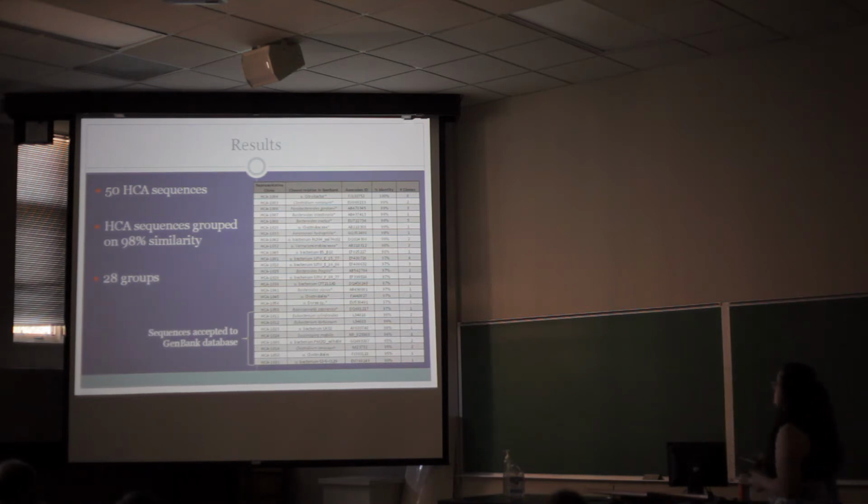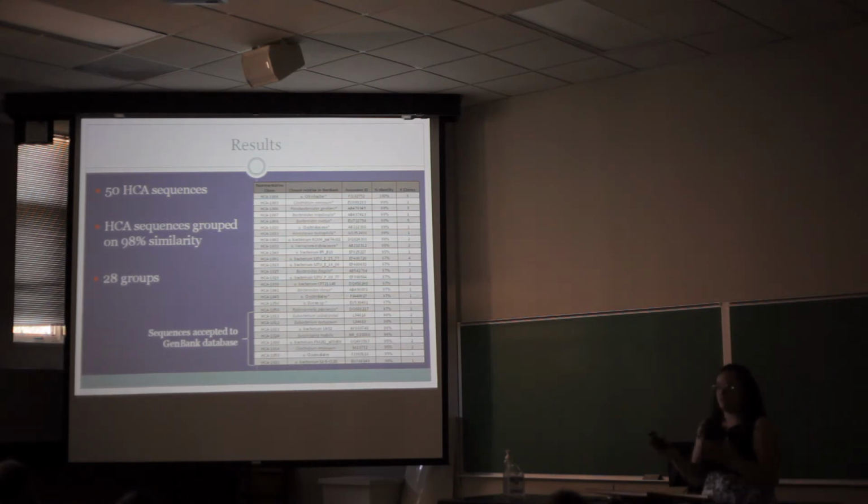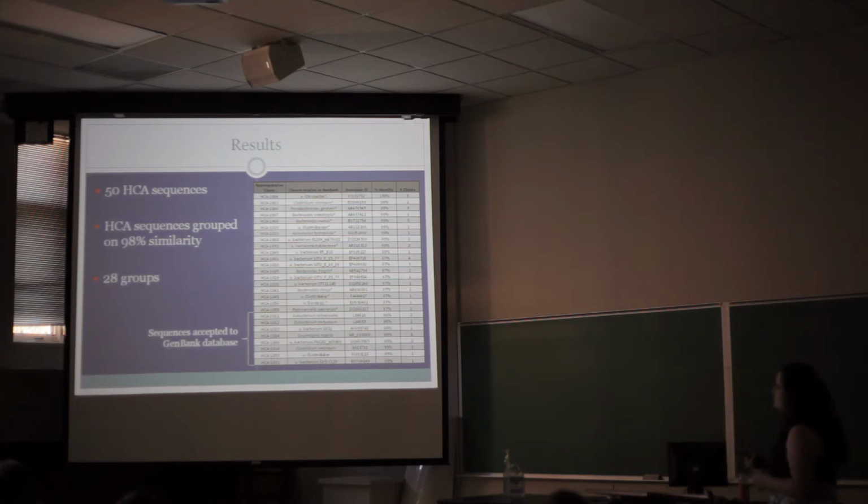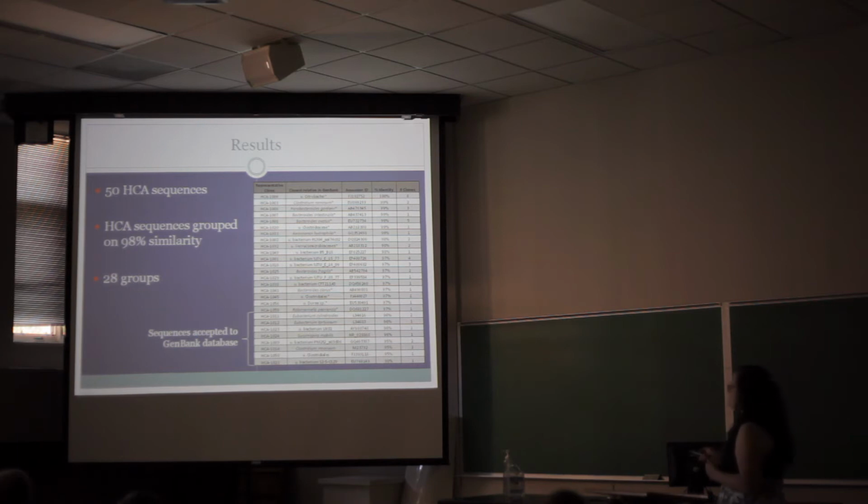So the sequences that were from 90% up to 96%, that shows that they're not the same organism. Like I said, 98% or higher is often considered the same species. I submitted these sequences to the GenBank database, and they have been accepted for publication. So those last 8.